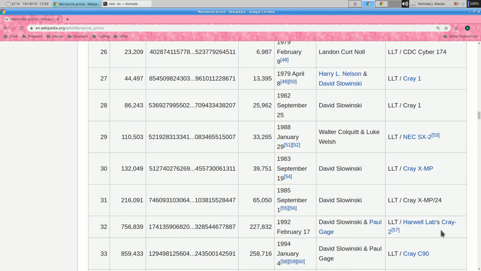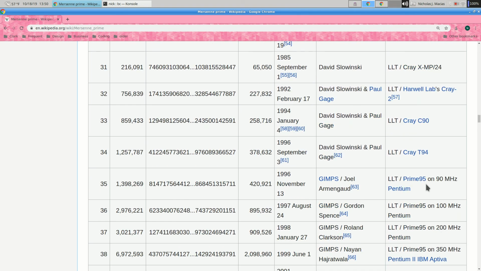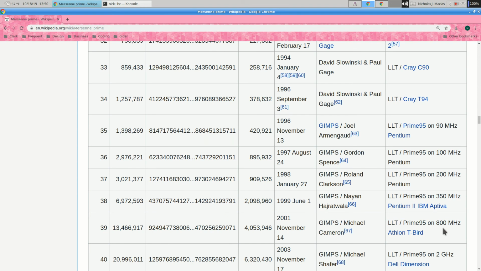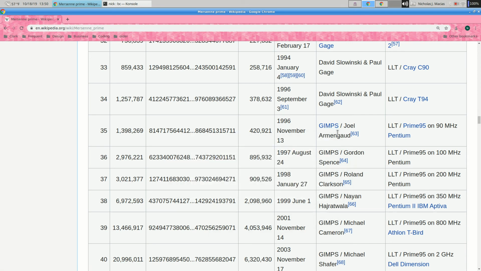And so this is going well, it goes into the 90s, and then all of a sudden we start seeing 90 megahertz Pentium, 100 megahertz Pentium, 200 megahertz Pentium, 800 megahertz Athlon T-Bird, right? These are people's home PCs. And they're credited to something called GIMPS. GIMPS is the Great Internet Mersenne Prime Search. And it was a system where you could download this software, and when you weren't using your machine, instead of doing a screensaver that says Windows and floats around, it would search for prime numbers.